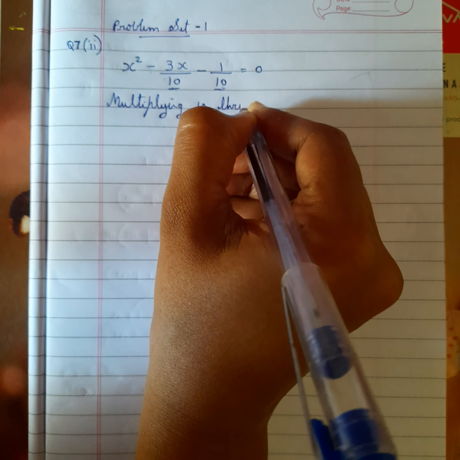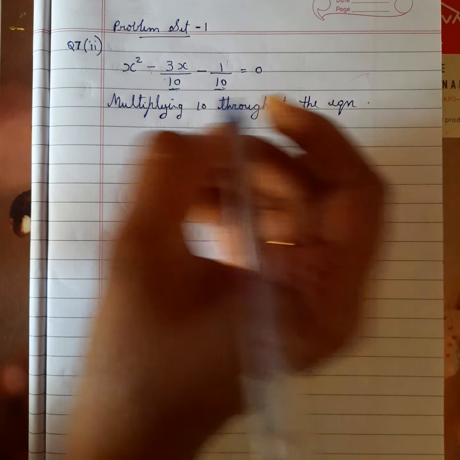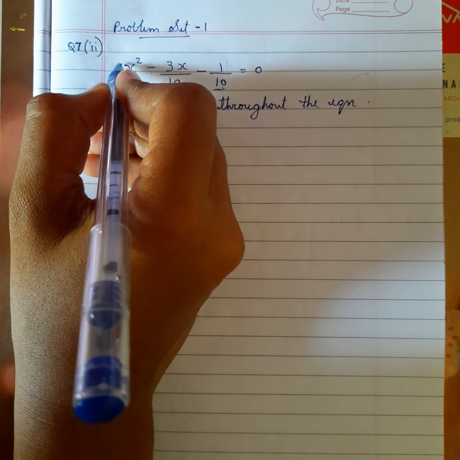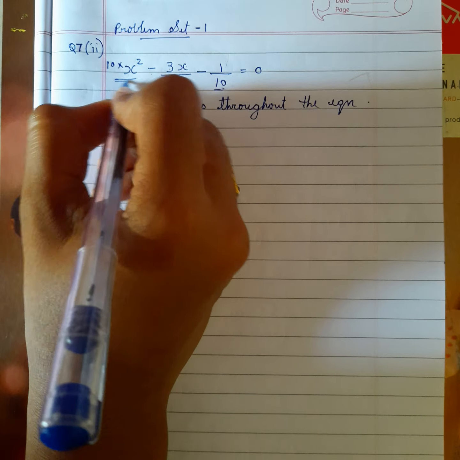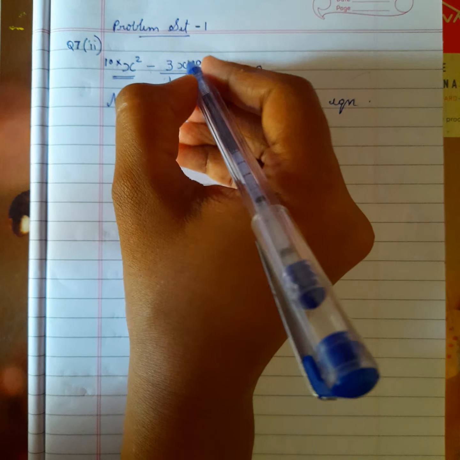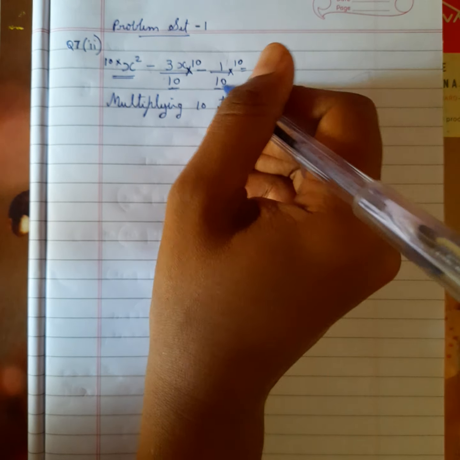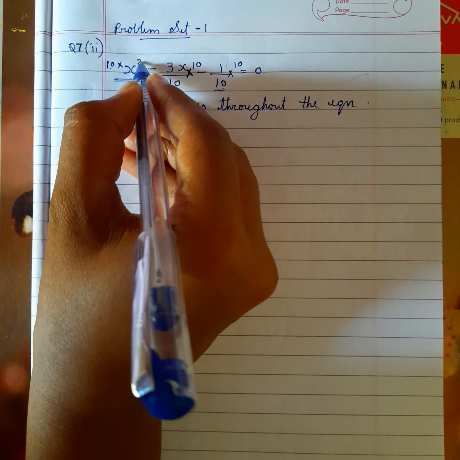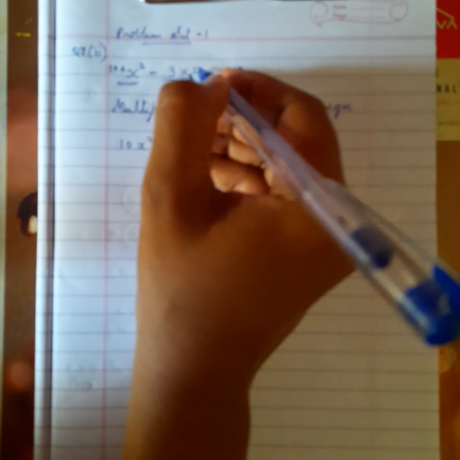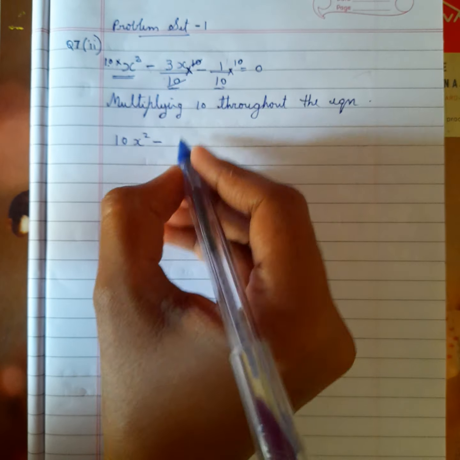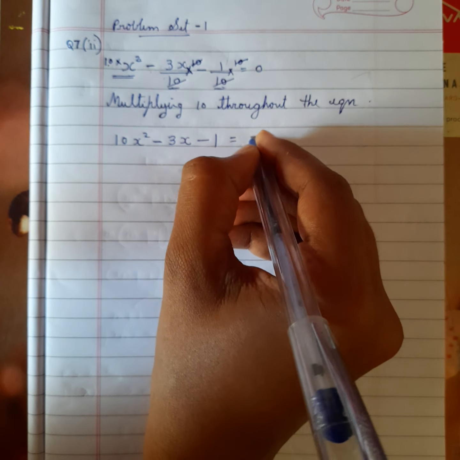10 throughout the equation. So what happens? Just rough work I am doing. You can use pencil to do rough work. Multiply 10 to the first term, multiply 10 to the second term. Here you multiply, put multiply sign, multiply 10 to the third term. So what happens? 10 into x square, 10x square minus here 10 and 10 cancels, remains 3x, minus here also 10 cancels, remains 1, equal to 0.